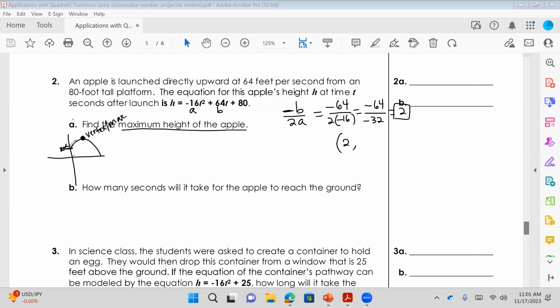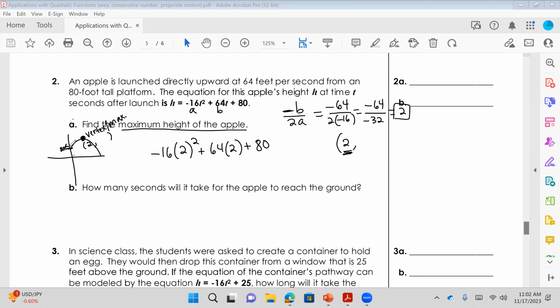So I know that this point is at 2, and let's find the height, the y value. So I'm going to plug in a 2 into this equation. That would be negative 16 times 2 squared plus 64 times 2 plus 80. We're plugging this value into the equation.